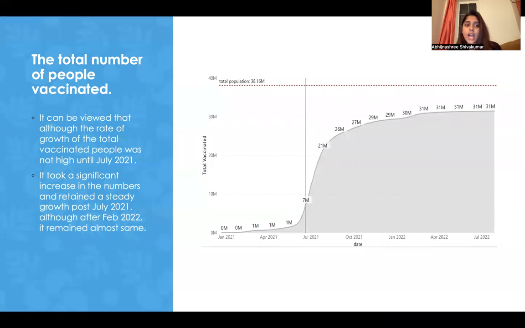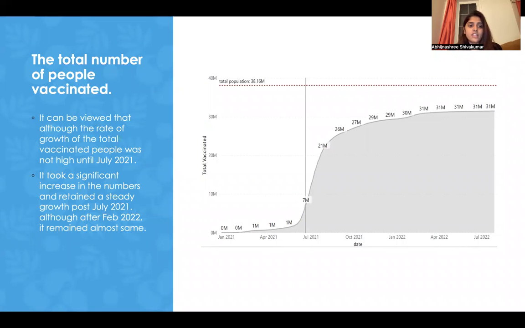The total number of people vaccinated versus the date can be seen on the right-hand side, where the rate of growth of the vaccinated population was not high until July 2021. Until then, not many people took vaccines very seriously, and there was very little increase. After July 2021, because of the significant rise in deaths, a lot of Canadians made the effort to get vaccinated, and the numbers increased steadily from July to almost February 2022, where they almost tripled, as people took their first and second doses.